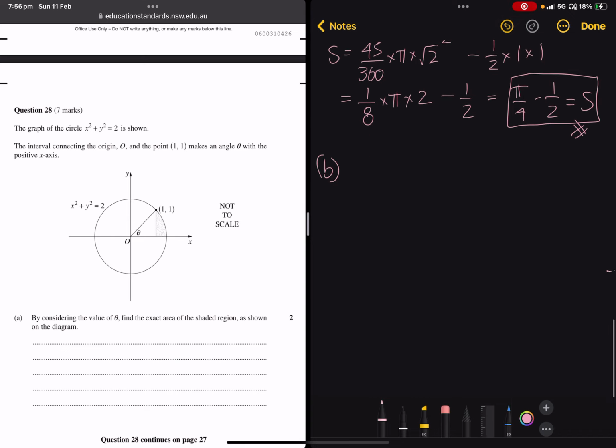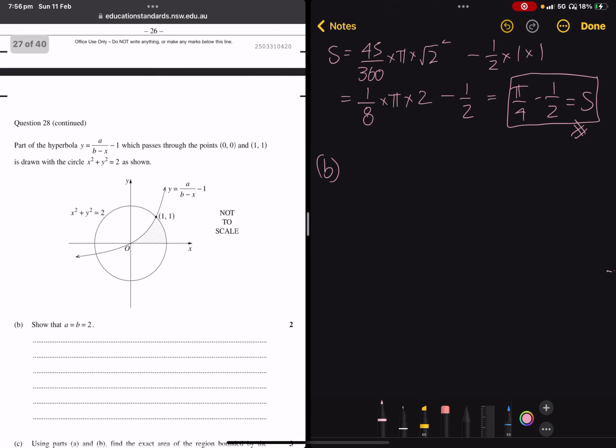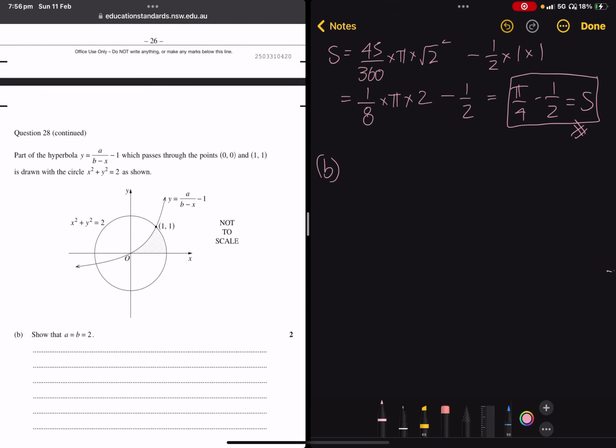Now for part B, the question says, part of the hyperbola y is equal to a over (b minus x), all minus 1, which passes through the points (0,0) and (1,1), is drawn with the circle shown. Show that a is equal to b is equal to 2. So we need to show that the hyperbola passes through the point (0,0), and that it passes through the point (1,1).